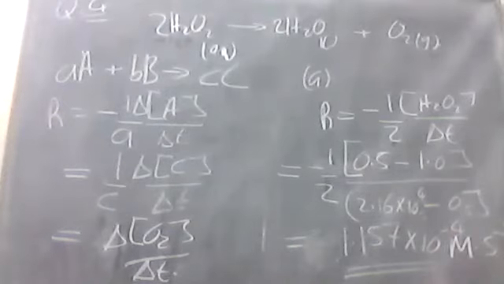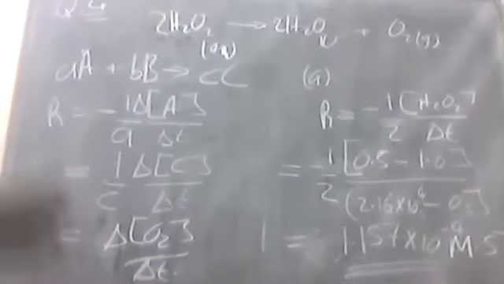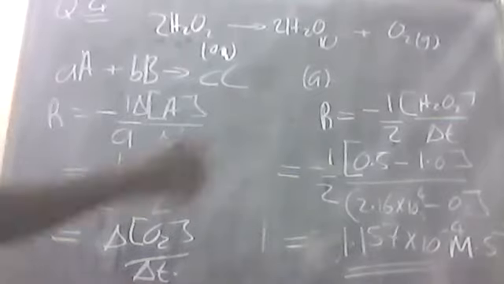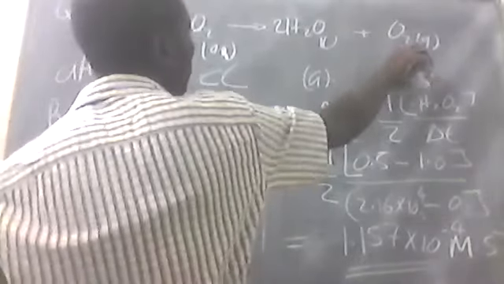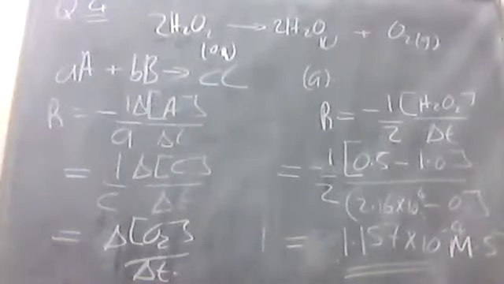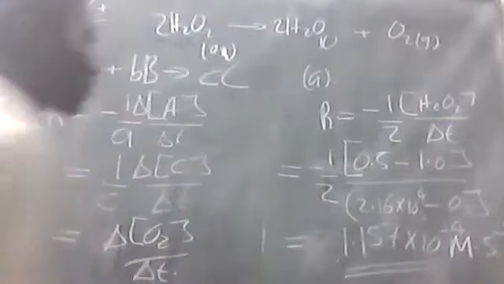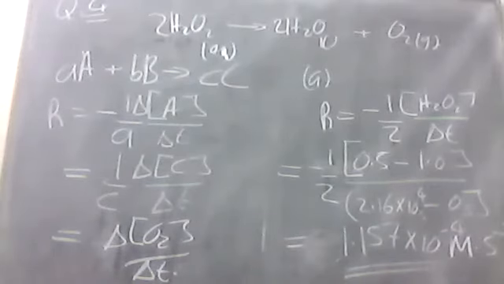Calculate the average rate of decomposition between that time. Using this rate, calculate the average rate of production of oxygen over the same period of time, from 0 to 2.1 times 10 to the power 4 seconds.